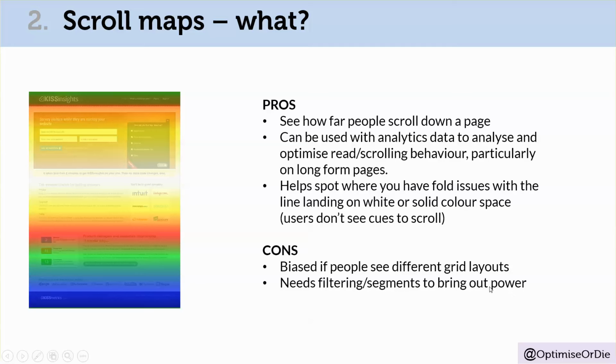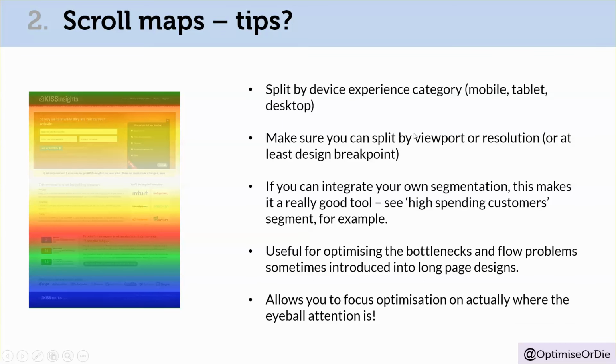So you've got to be careful here as well, depending on how the tools report this stuff out. If they're seeing different grid layouts, then these tools could be approximating the scroll, okay? And they might be scrolling through entirely different sections. So you really need to segment this stuff by device class. And any tools that involve scroll maps really need filtering and segments to bring out the power of these as an exploration and discovery tool. So my tips: split by device experience category.